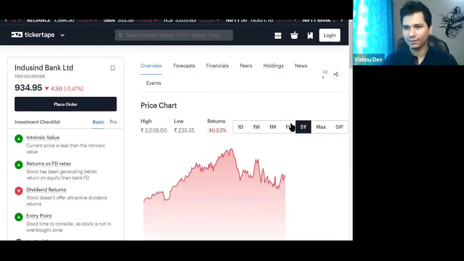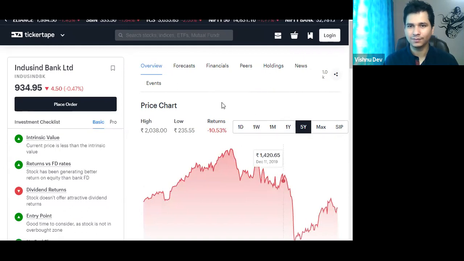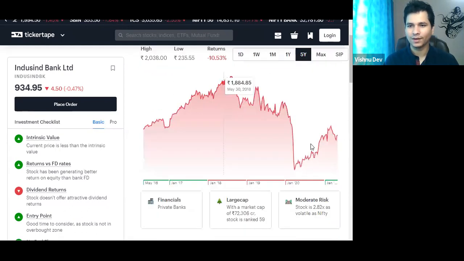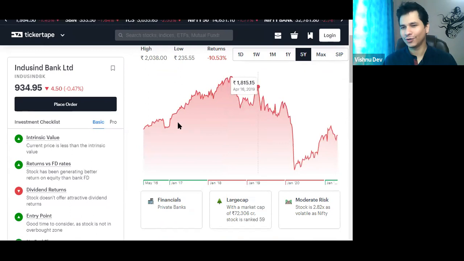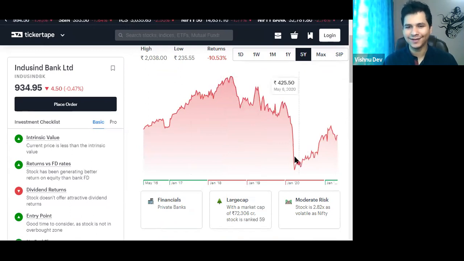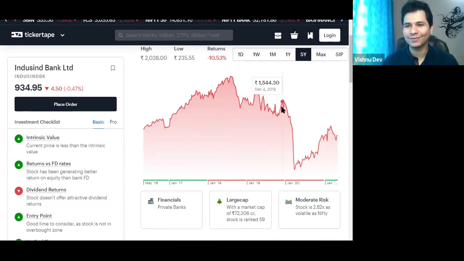Everyone, please focus. Please pay attention. Now see what you can see over here. Red. Loss, loss, full loss. Only loss. See what was the price. I bought it around this price, November 2019. What was the price? 1,343. But it went up to 1500.